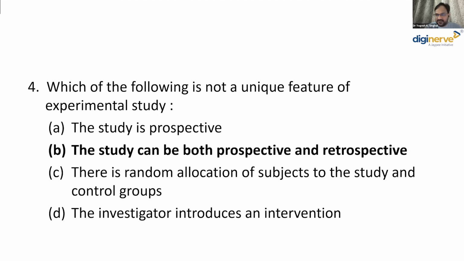And about those who typed C, there is a random allocation of the subjects to the study and control group. So here we are doing randomization. What is the full form of RCT? Randomized control trial. So when we talk about the experimental study, we usually talk about the RCT. Randomization is a part of the RCT, and it is a part of experimental study.